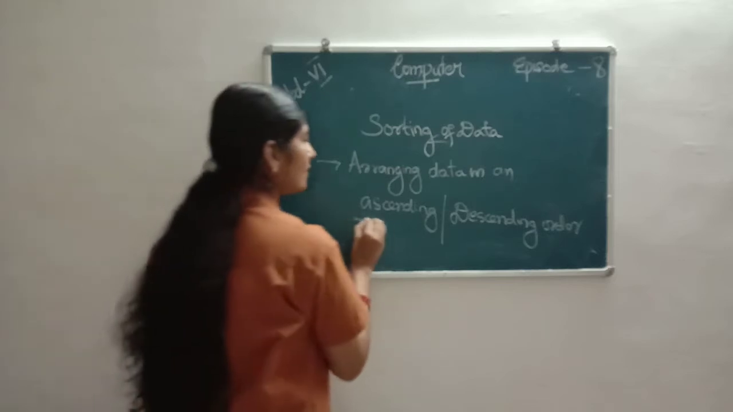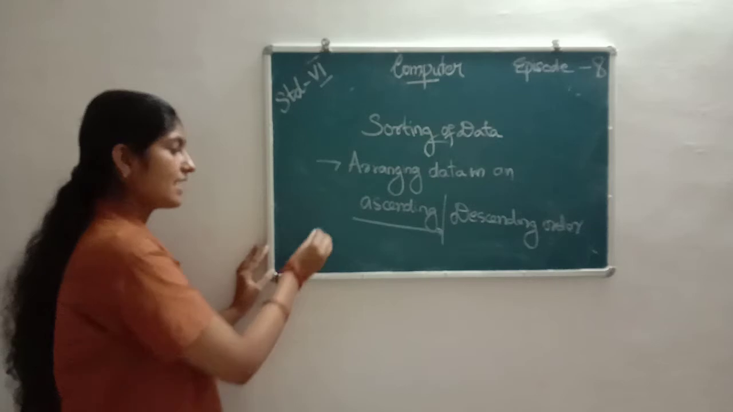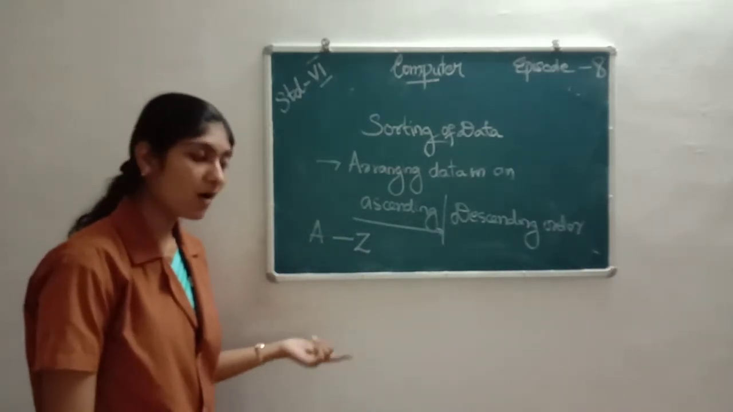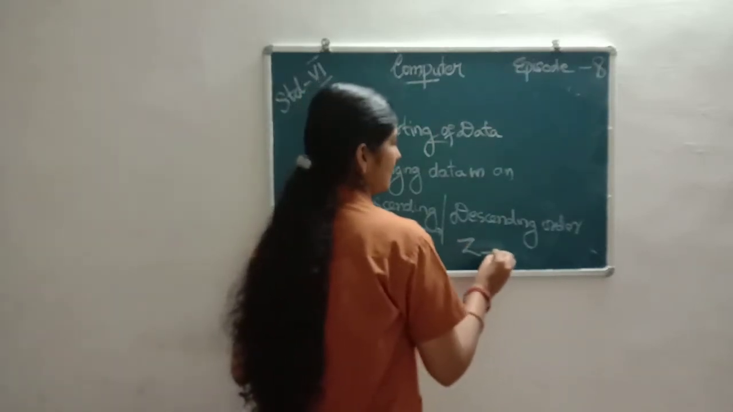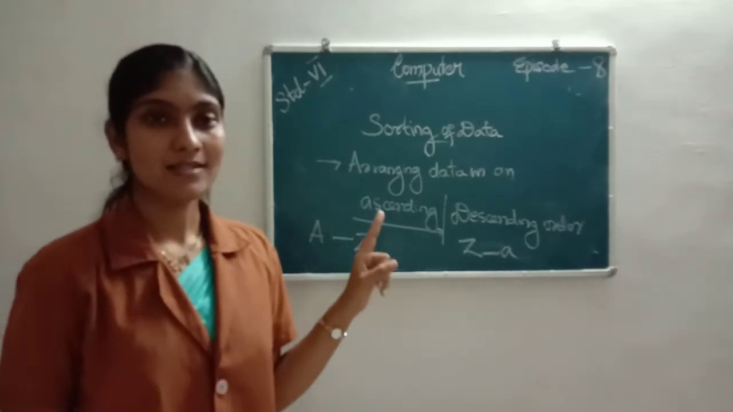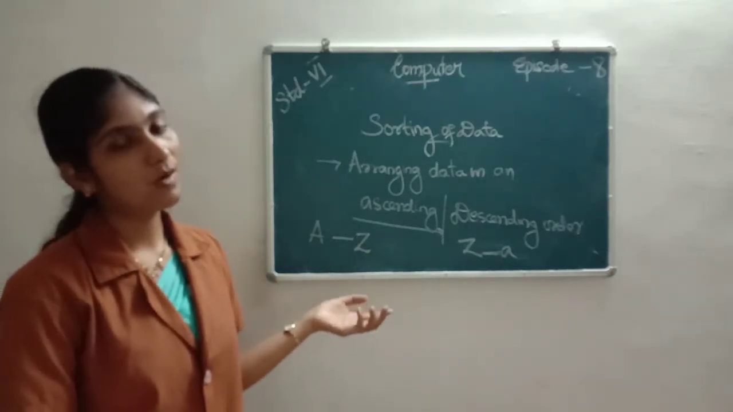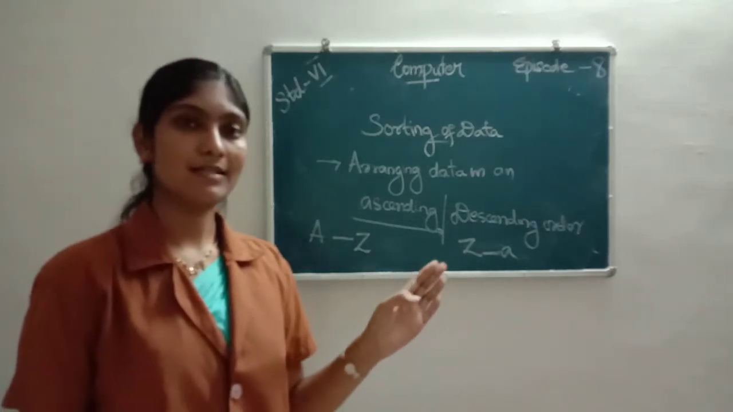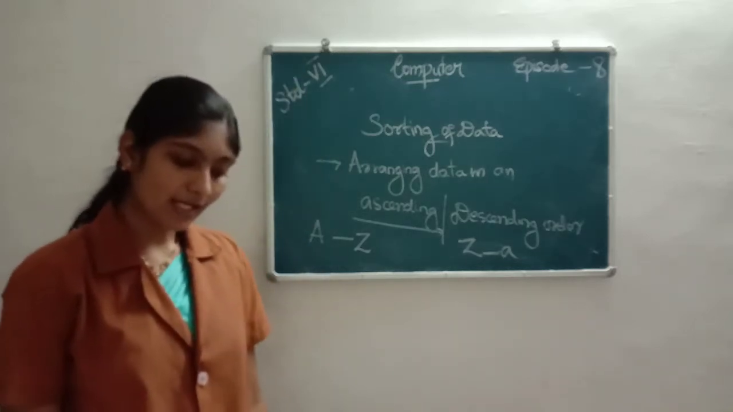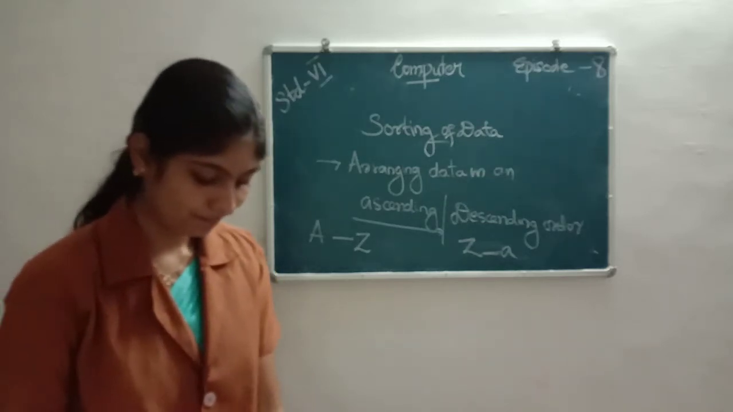So here, for example, if we arrange the names in ascending order, that means A to Z. If the names are arranged in descending order, it means Z to A. So we can arrange the data in ascending or descending order, from A to Z or Z to A. Let's do it. The question is to sort the given data based on a column.